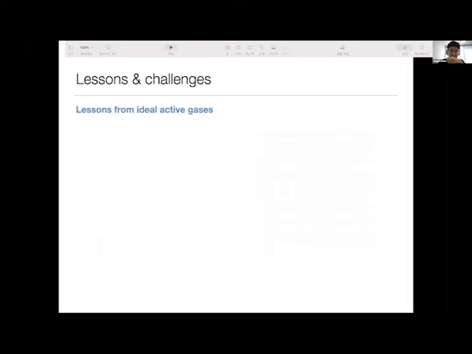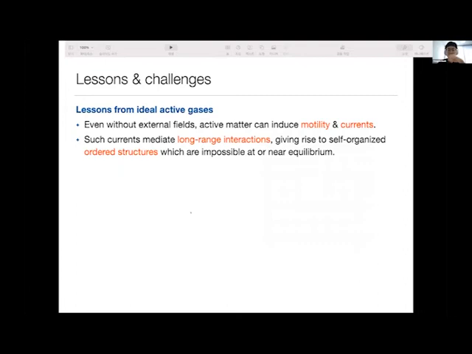So yes, even using other active gases, you can see that even without external fields, active matter can induce motility and currents. And such currents can mediate long range interactions, which give rise to some interesting self-organized structures, which you can't have at or near equilibrium.